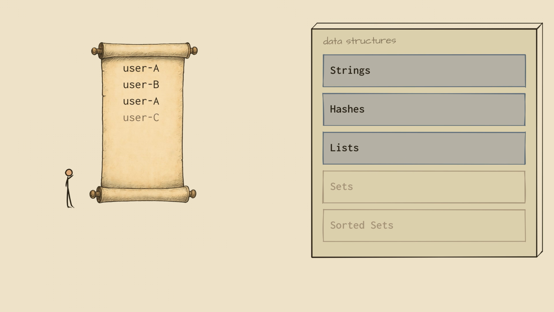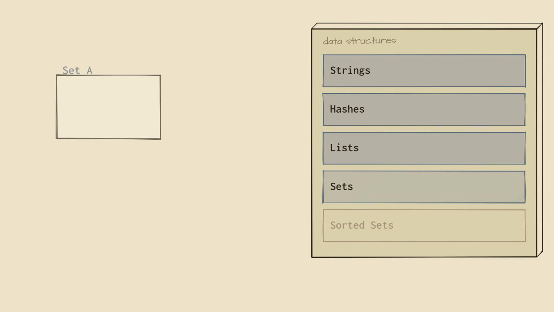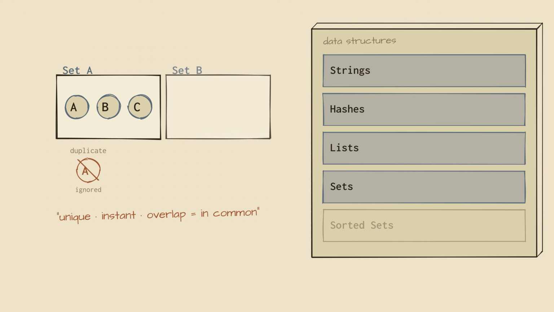Next, say you want to count the unique visitors to a page or check whether someone's already in a group. With a plain list, you're scanning for duplicates by hand. And with a database, you're paying for slow duplicate checks. A set only ever holds unique items, so duplicates simply can't get in. And "is this in here" is instant. Want mutual friends or shared tags? Overlap two sets and Redis hands you what they have in common in one step.